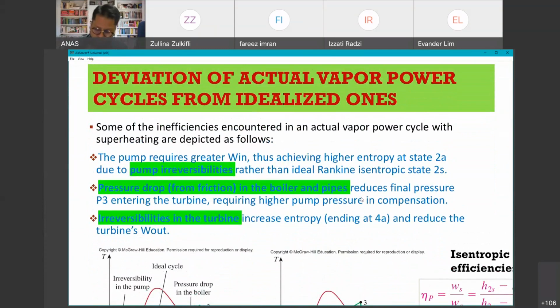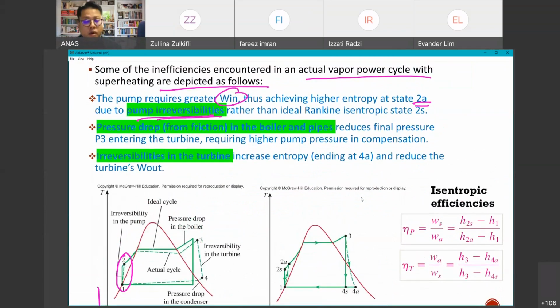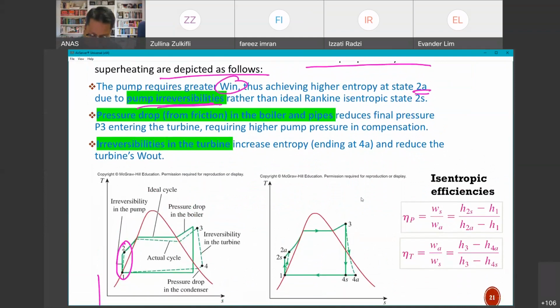Some of the inefficiencies encountered in the actual vapor power cycle with superheating are listed as follows. The first one: the pump requires greater W in, hence achieving a higher entropy at state 2a due to pump irreversibility. For example, if you zoom out over here, the first one is the irreversibility due to the pump. We cannot get from 1 to 2 at a straight entropy or higher entropy. There is some deviation caused by the irreversibility in the pump.